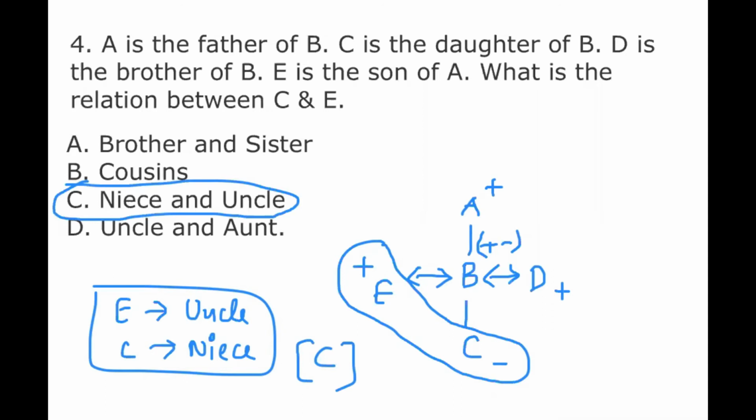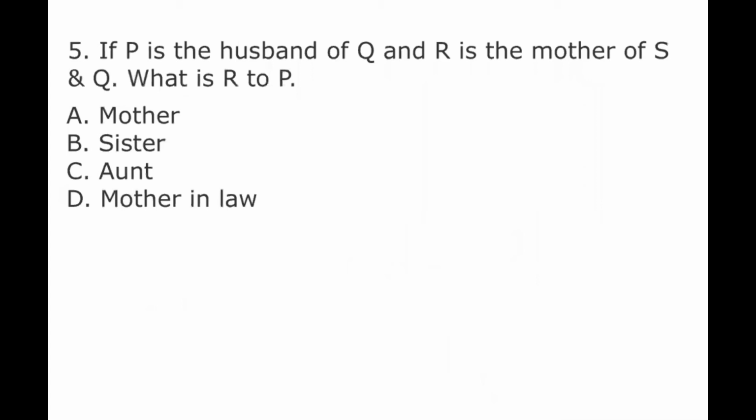Moving on. Question number 5. Please read. If P is the husband of Q. Okay. So whenever there is a question which speaks about husband and wife, we always use a dash. And that says basically these are husband and wife. If P is the husband, P will bear plus sign and Q will bear negative sign.